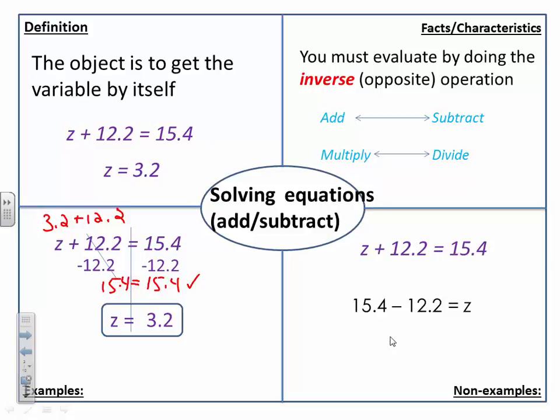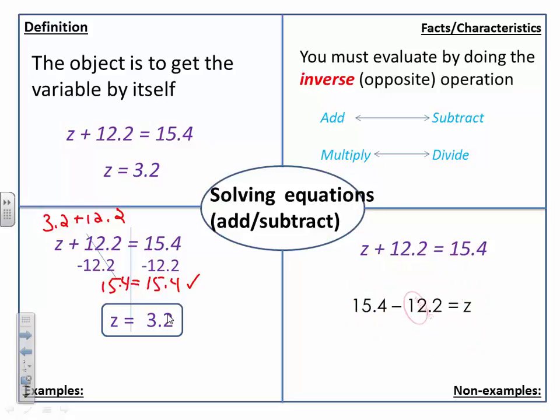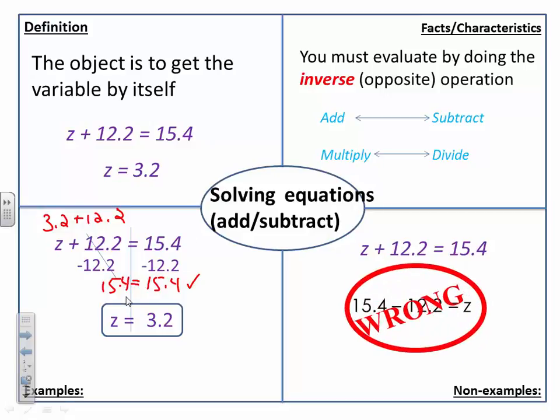I don't want to see this because I need proof. This is not proof of anything. This is just proof that you can subtract. I need proof that you can get the variable by itself. Okay, so I don't want to see that. Show me proof you can get the variable by itself.